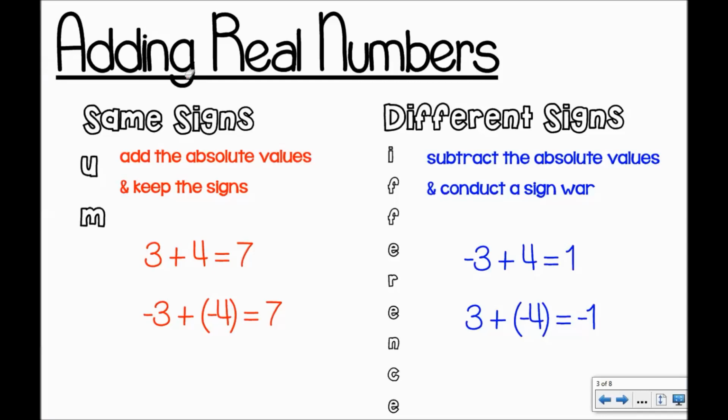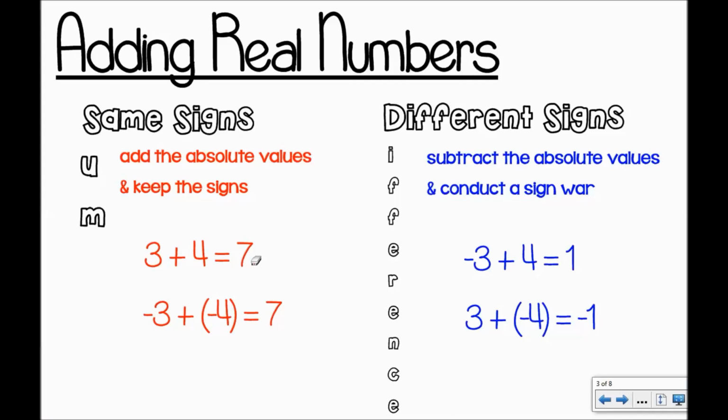For adding real numbers, you have to think about having same signs or different signs. So you look over here at the same signs. If you'll remember, when you have the same signs, a positive plus a positive, or a negative and a negative, you find the sum of the absolute values. So 3 and 4 is 7. I add their absolute values and I keep the sign. Since these were positives, I get a positive.